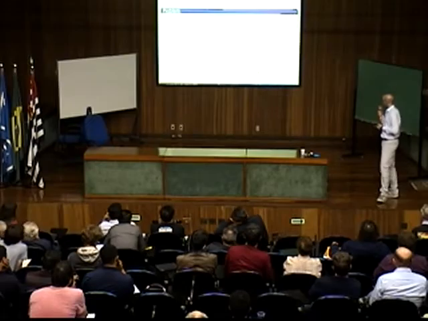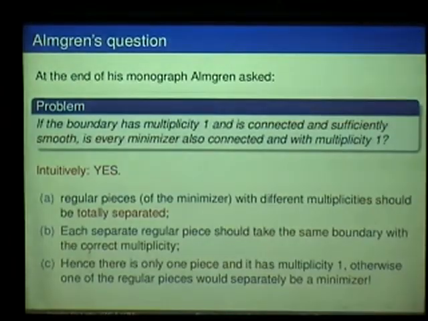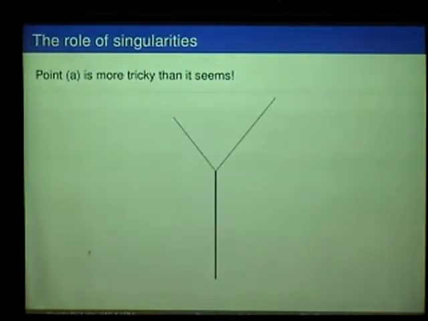And now you can ask, the first question is, given the current regularity theory that we have, what is happening to these points A, B, and C? So first of all, it's not true in general, if you don't have a powerful enough regularity theory, that regular pieces with different multiplicities should be totally separated. So look at this example.